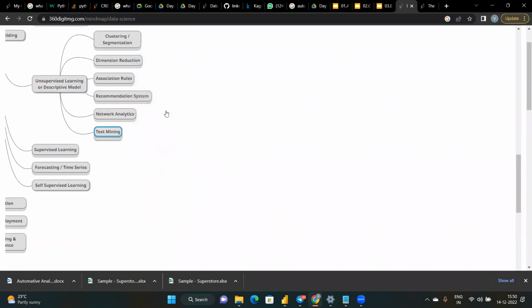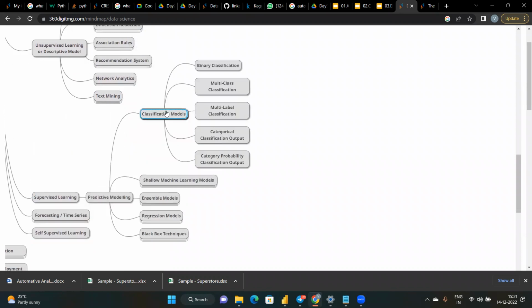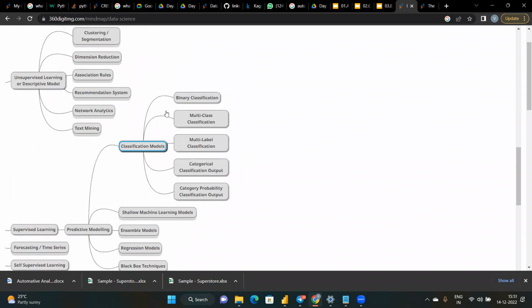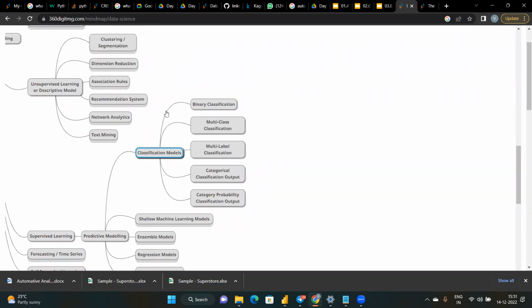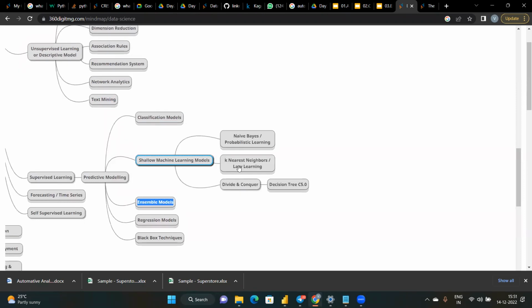The same thing here also, guys. In classification models for supervised learning, we have binary classification, multi-classification, multi-label, categorical, and category probability. This type of thing we have in classification models. We have seen the categorical probability of classification output, and the shallow machine learning models: naive Bayes, k nearest neighbor, divide and conquer.